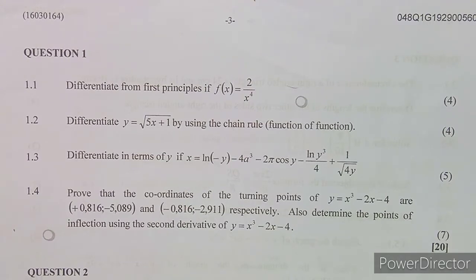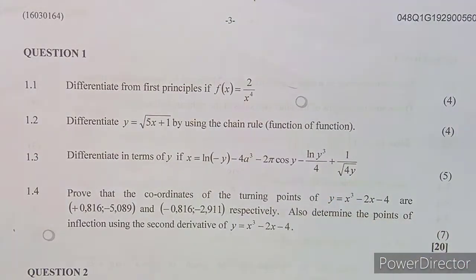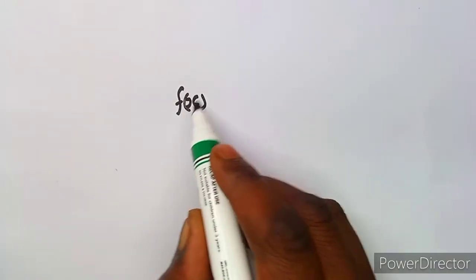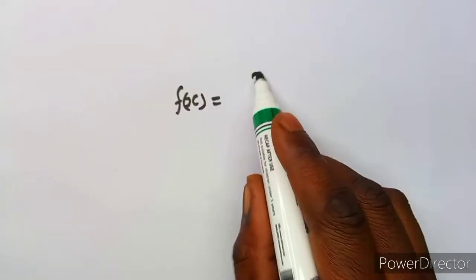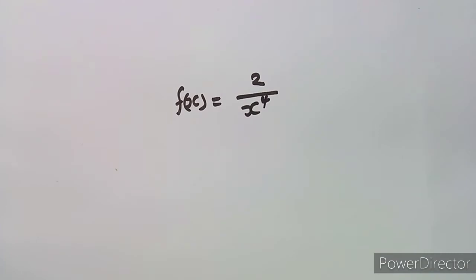All right, so let's quickly rush through the question. We are given the first part to differentiate from first principles if f of x is equivalent to 2 over x to the exponent of 4. All right, that is the derivative that we are given in this case. That is the function. f of x is 2 over x to the exponent of 4.